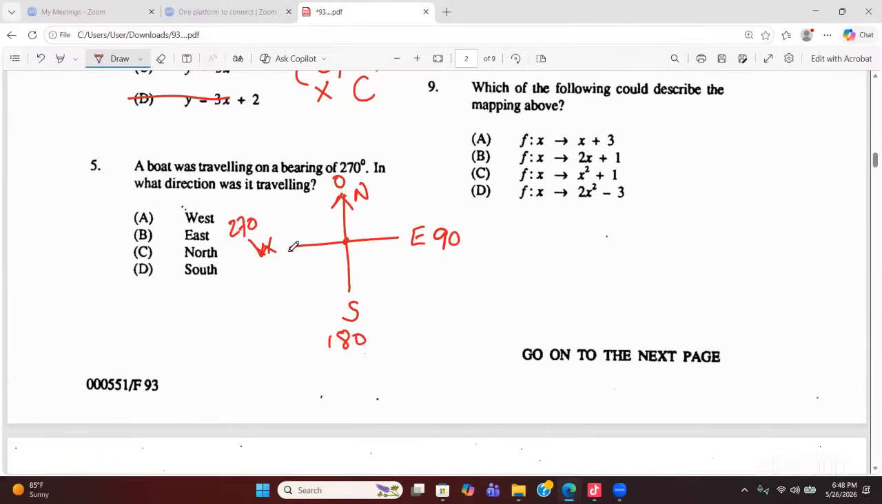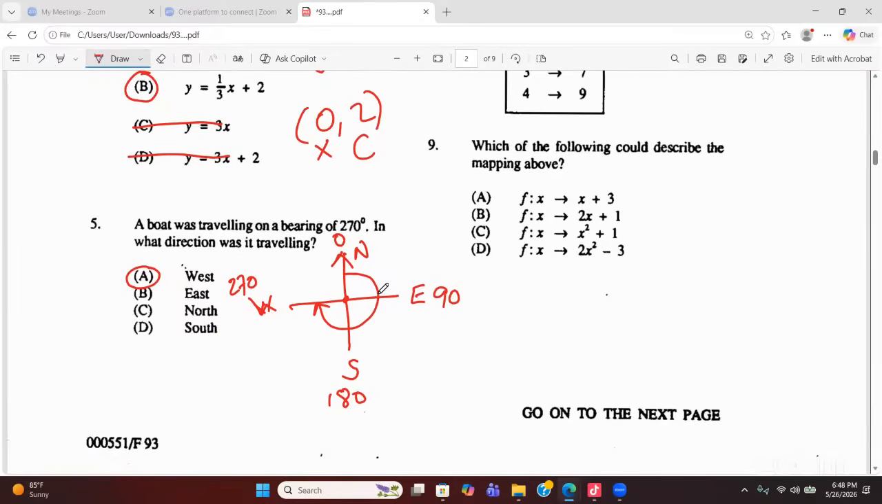So you could see you must be going west, because we're talking about going around to this direction right here, west. So west is 270. You are definitely traveling west on that bearing right there, so your answer is actually A. All right, you have to look out for these questions. Not a biggie, but let's just go through.